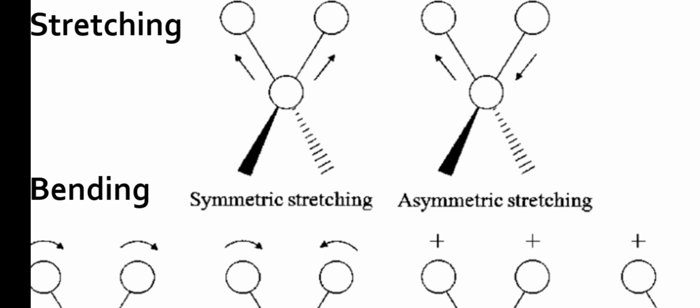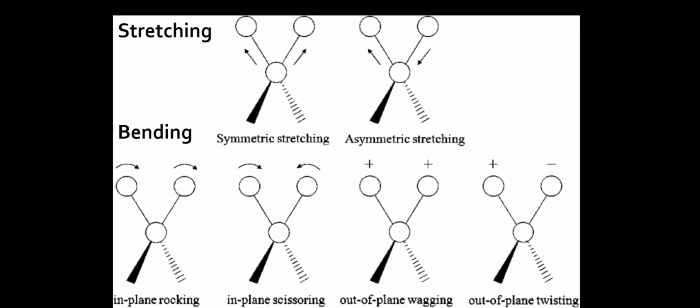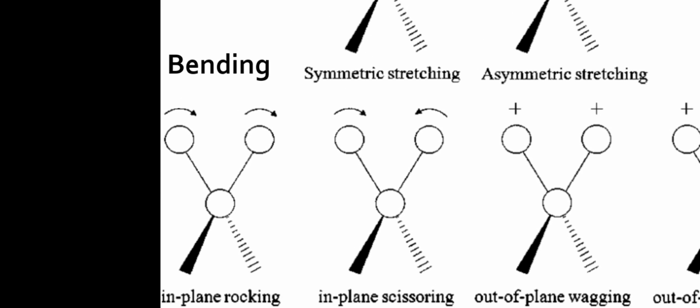And the bending vibration occurs when there is a change in the bond angle and there is no change in the bond length. Now bending vibrations are of four types. First one is rocking, when two atoms go in the same direction and the bond angle changes. Second type of bending vibration is scissoring, and scissoring occurs when both the atoms come closer to each other and the bond angle between them is decreased.